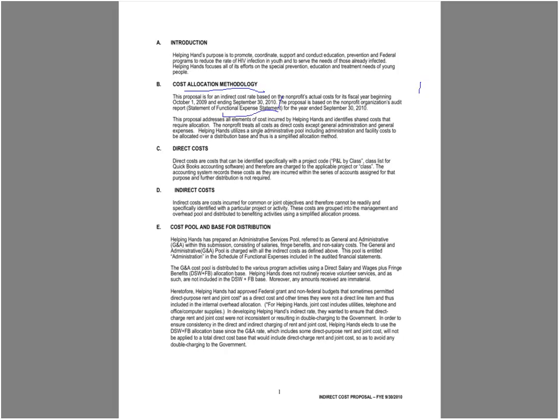And then, see here it's saying the proposal addresses all elements of costs incurred by Helping Hand and identifies shared costs that require allocation. In other words, your indirect is over all the parts of the organization. It can't be broken up. And when you add your indirect to your direct, that represents everything. Then it talks about direct costs. We just put in that we said the direct costs are costs that are identified specifically with the project code. They use P&L by class lists for QuickBooks accounting software. And so things are charged to a project or class or subclass or that kind of thing.